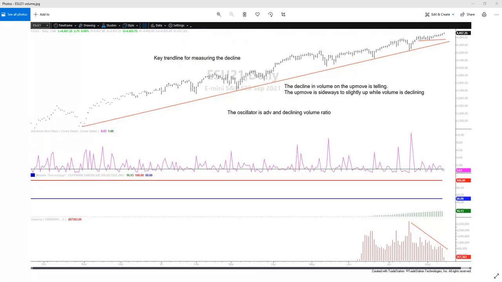Okay, and here we got the ES. Let's take a little different look at this. I drew a trend line off the November low. Obviously, the contract is trading very thinly back then. You can see we don't have much volume. I actually put the volume indicator on this chart along with the float and the advance decline ratio. But I'm not looking at the float indicator on this chart. I want to show you something else.